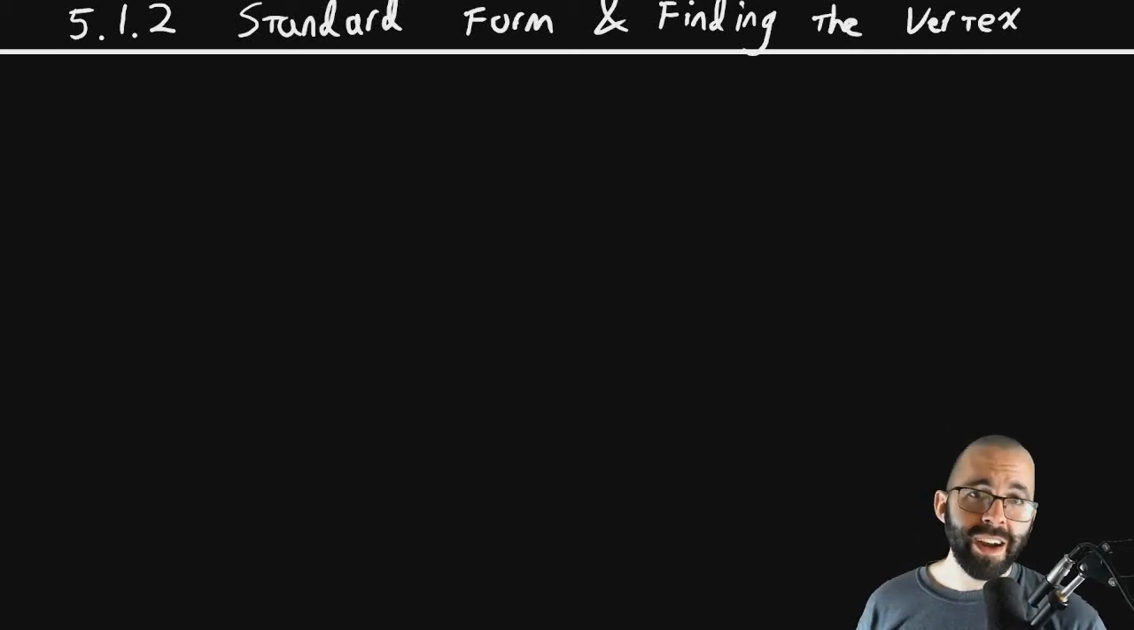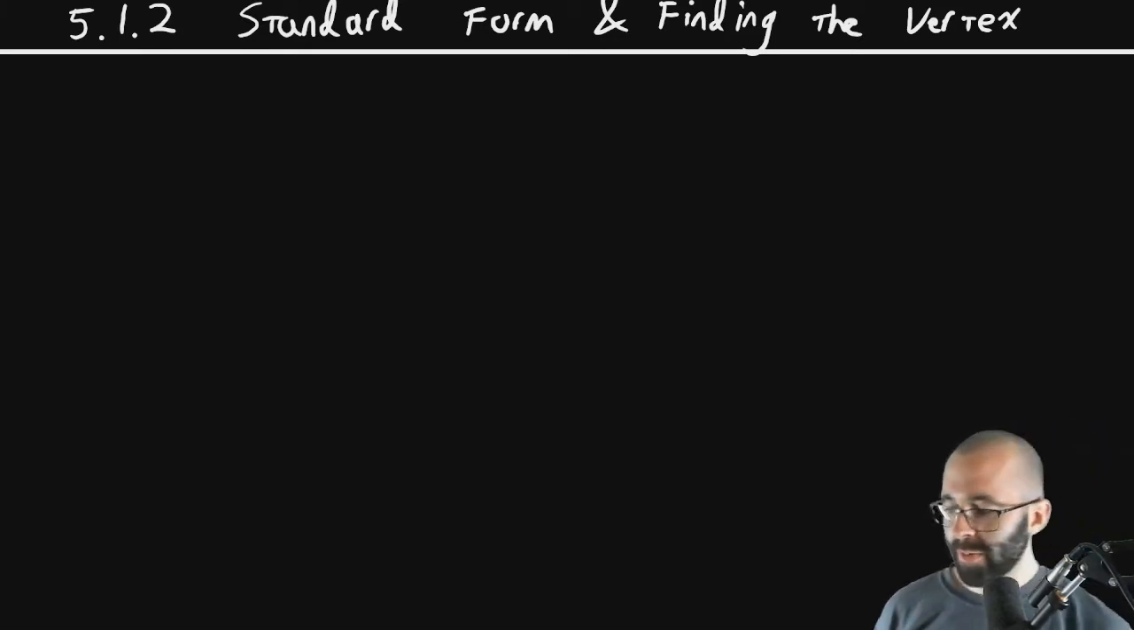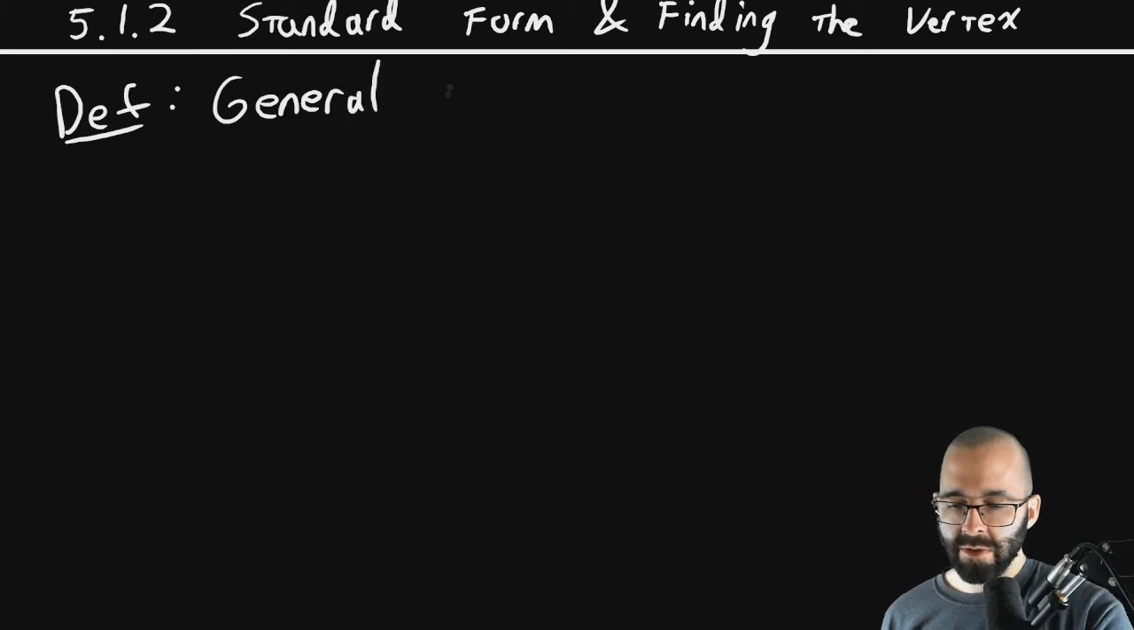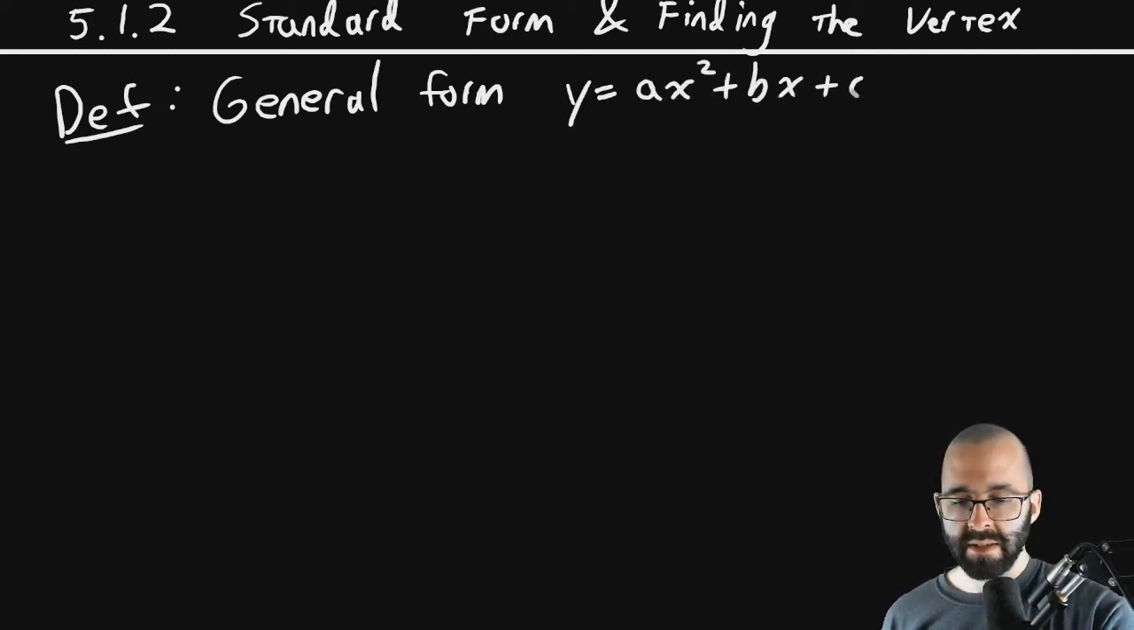All right, now we're actually going to talk about vertex form, as well as standard form, as well as general form. All the forms are in this video, okay? So if you were upset that I didn't get to it in the previous one, don't worry, it's our time to shine. So we're going to start by talking about general form. This is the one we're familiar with, okay? The general form of a parabola is y equals ax squared plus bx plus c.